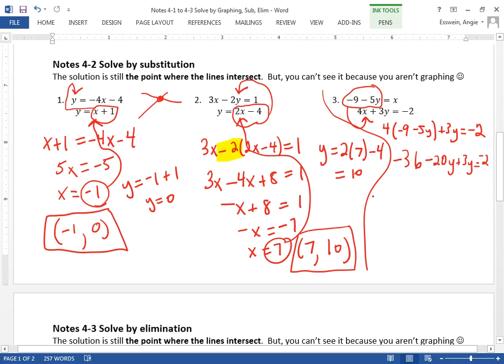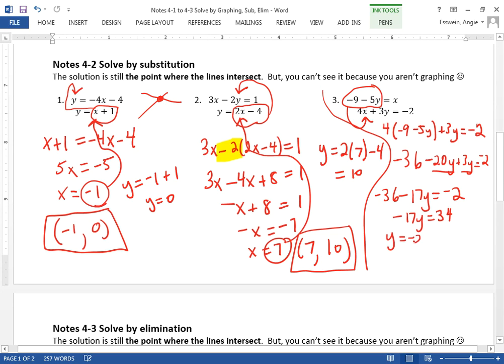So we get -20y. We combine like terms. No, that's not it. So we get -36. These are the like terms. We want to combine those first. So you get -36 minus 17y equals -2. -17y equals add 36. So that's 34.